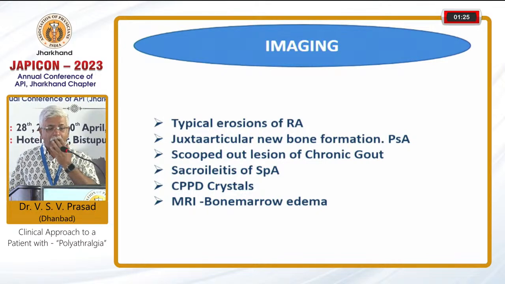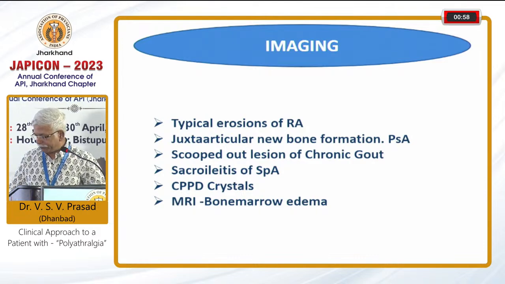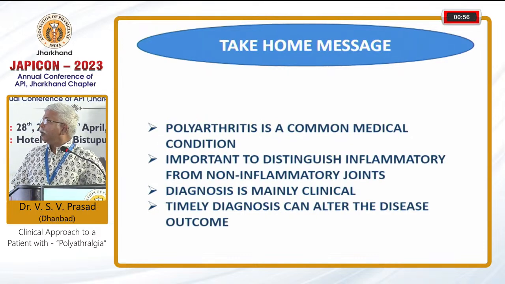There could be juxta-articular new bone formation as in psoriatic arthritis. We could see scooped out lesions in chronic gout. Sacroiliitis, of course, is very well known to everybody in spondyloarthritis. CPPD crystals have become much easier to diagnose now using ultrasound. And bone marrow edema is a very early sign of sacroiliitis, as we see on the MRI.